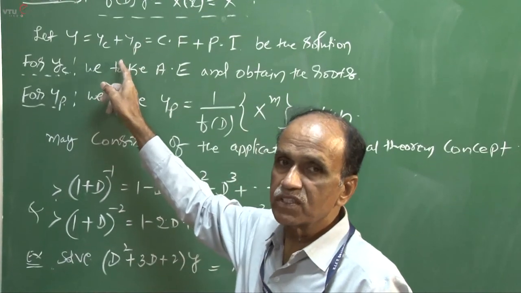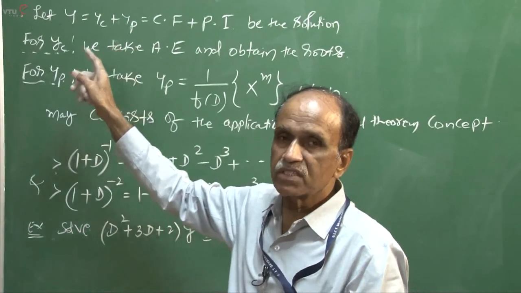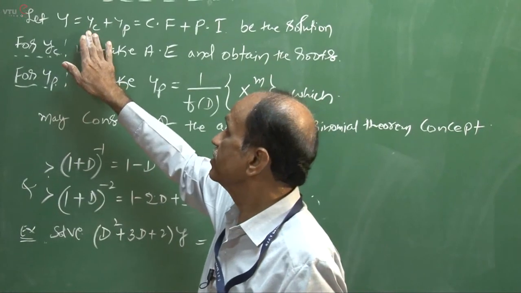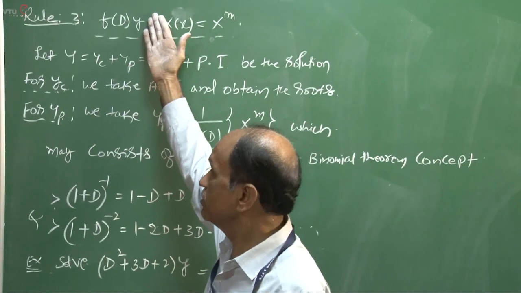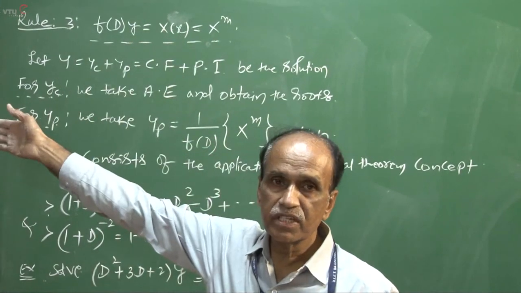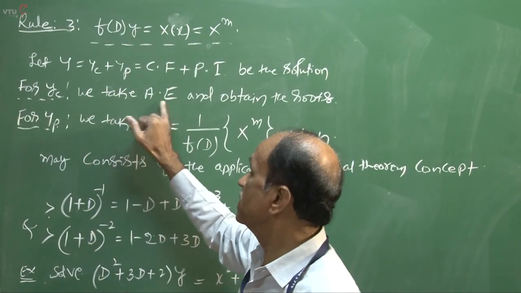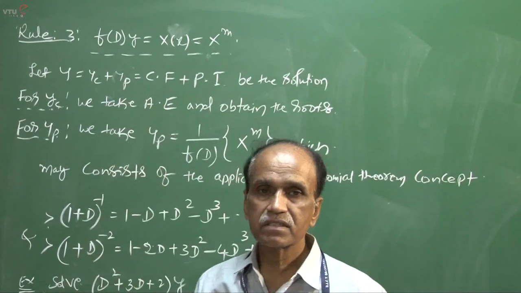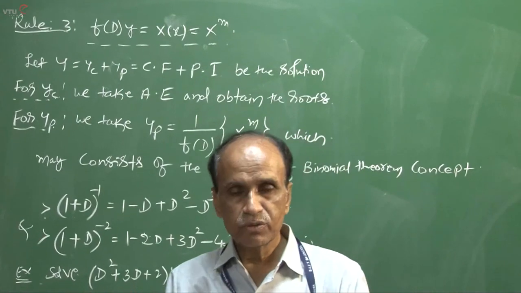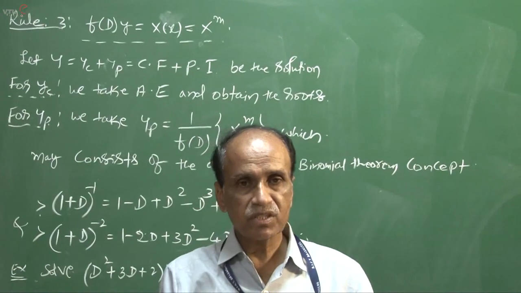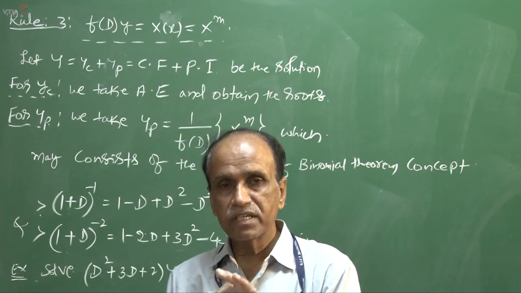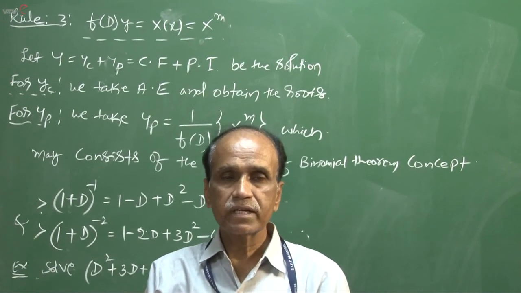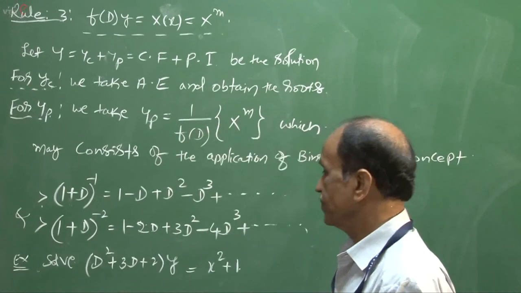Your main focus, your main work, is the calculation of the particular integral. The complementary function refers only to the left side, and you can comfortably write it by writing the auxiliary equation, whereas the particular integral takes very important steps. You have to analyze what kind of terms are given on the right side and what kind of rearrangement you have to make in order to carry out the solution procedure.